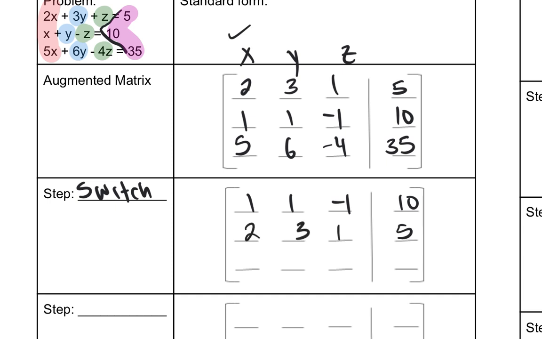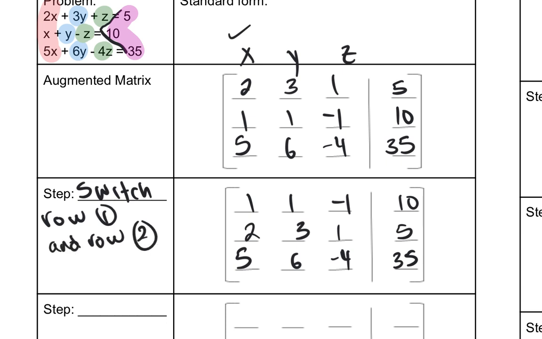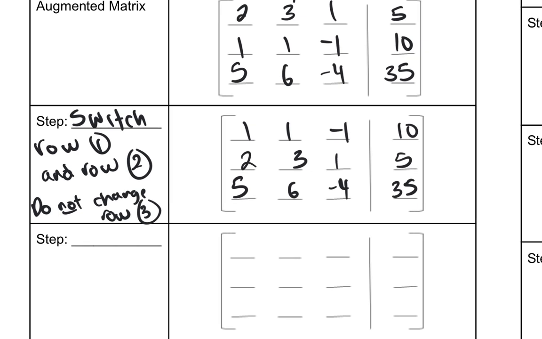So switch those 2 rows. I did not change row 3. It's for 35. Switch row 1 and row 2. Do not change row 3. Right. Now that we have that, we have that 1 where we need it.